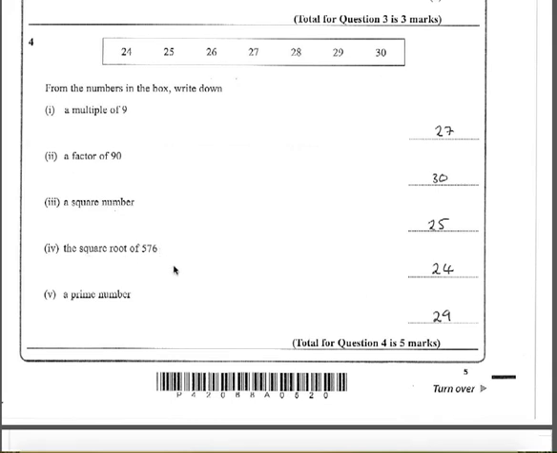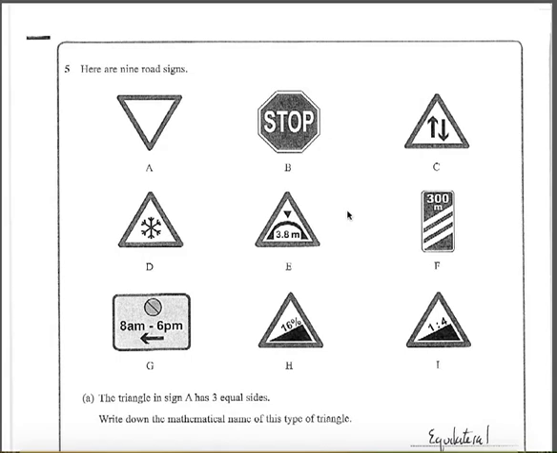Square root of 576, just type it into your calculator. A prime number, well that's even, so it's not going to be prime because it will divide by 2. We know that divides by 5, that will divide by 2. That divides by 3 and 9, that will divide by 2. 30 divides by 10 and 2 and 15 and 5. So 29 must be the prime number.